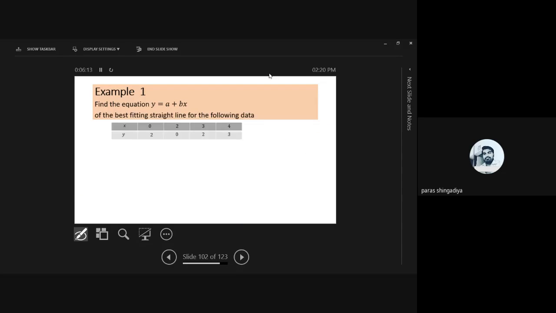Now in the first example, find the equation y is equal to a plus bx of the best fitting straight line for the following data. So the data is here: 0, 2, 3, 4 and 2, 0, 2, 3. This data is here. Okay.